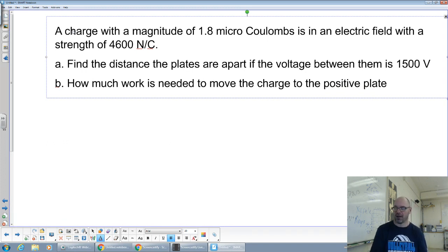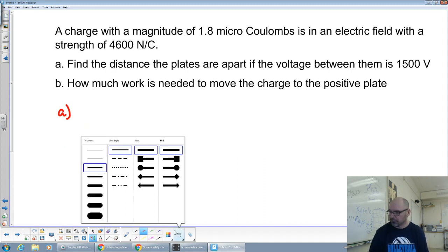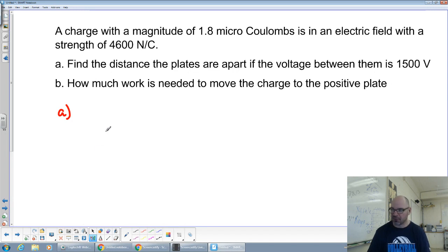Because we have a positive charge, we're moving it towards that plate, so we're getting some potential difference. You can try that yourself if you want to pause and do that. If not, I'm going to work it out here. Same as we did before, we have a change in voltage equal to the electric field times the distance. In this case, we are looking for the distance, so the distance is going to equal the change in volts divided by the electric field.